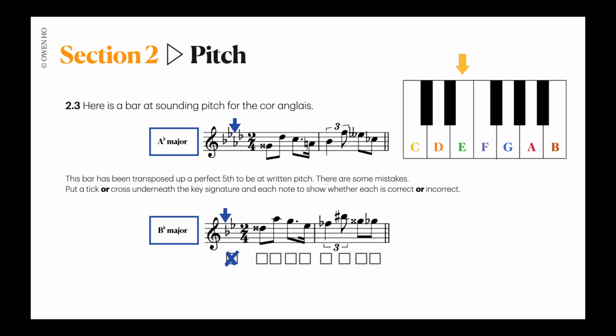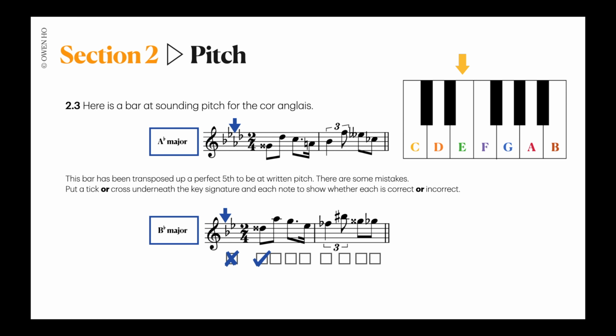In this case, the E on the keyboard and the written D double sharp in the music are enharmonic equivalents. And now how do we determine if this is correct or not? In this case, the answer is correct, because we are asked to transpose the note by a perfect fifth.